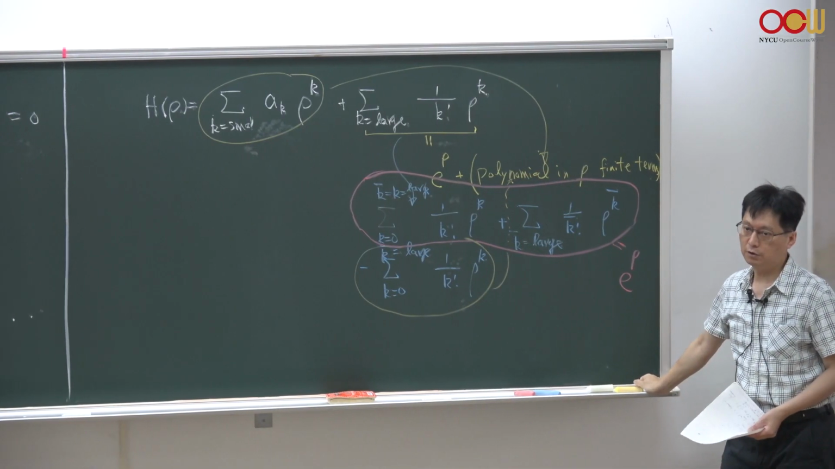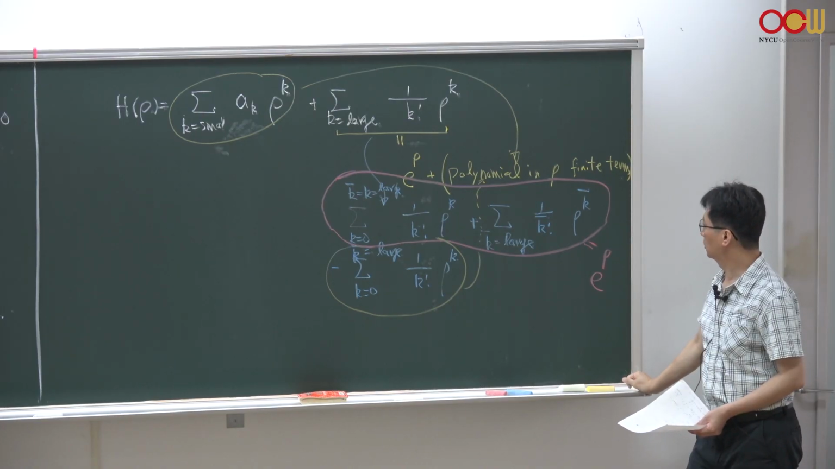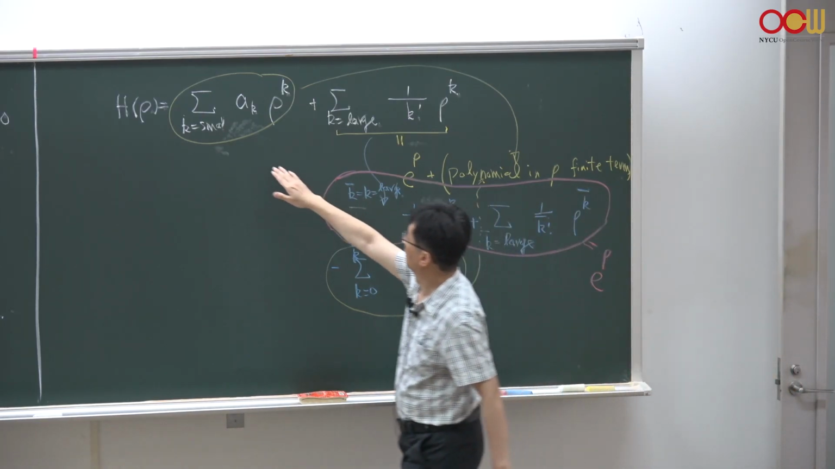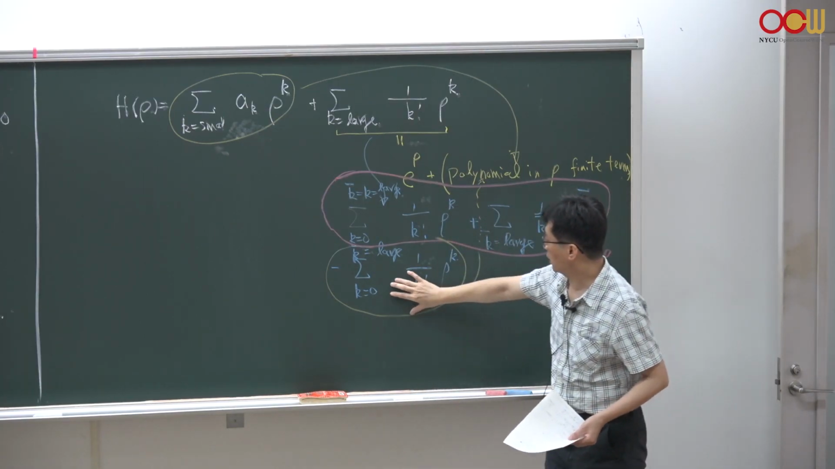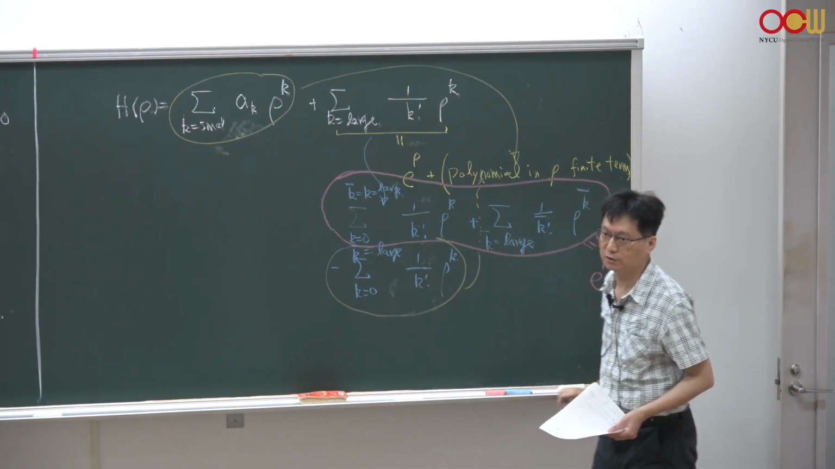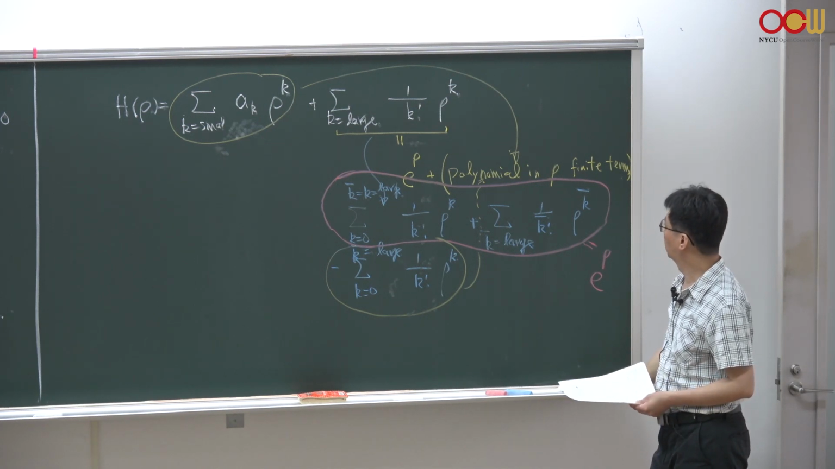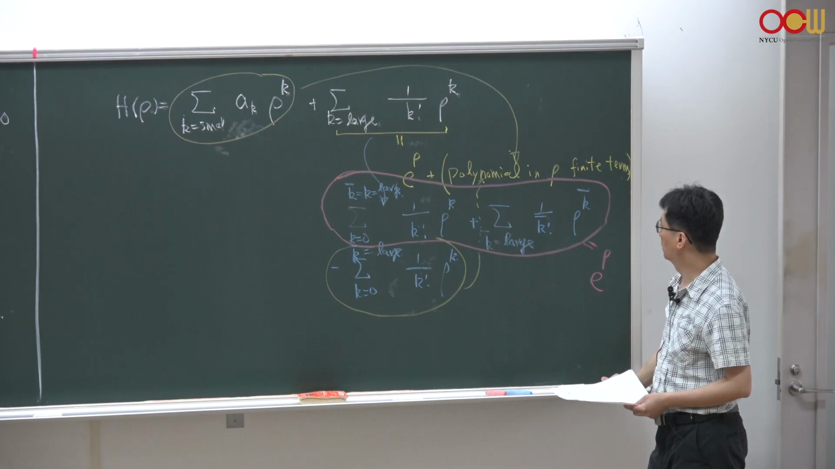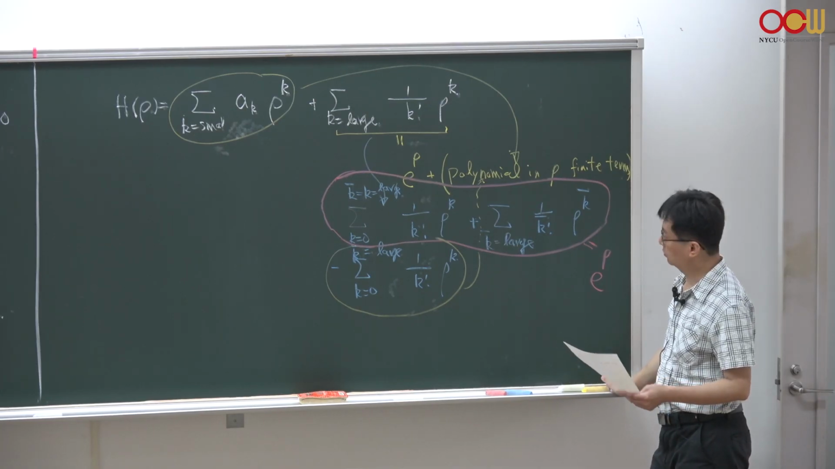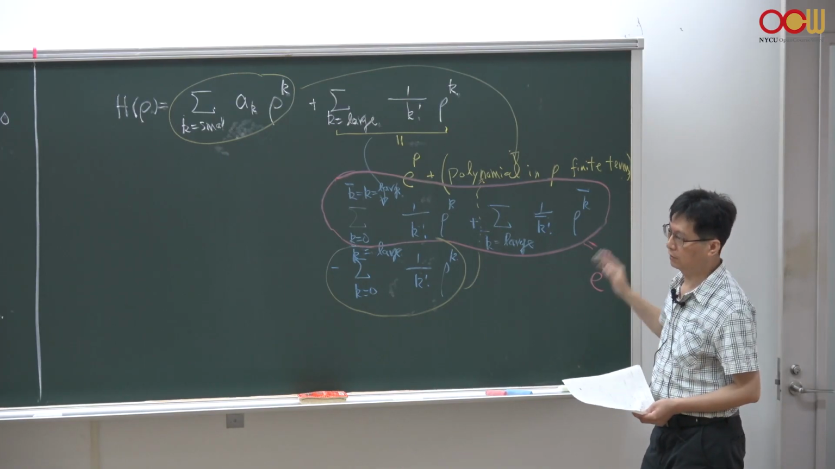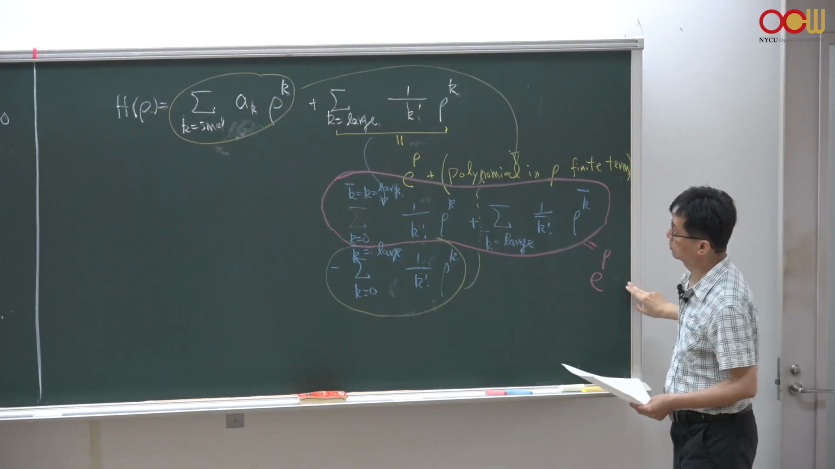So there are two sources of the polynomial in rho with finite terms. One is the first part, another is the subtracted term that you introduced. But in any case, both contain a finite number of powers of rho, as a polynomial in rho with a finite number of terms. That will not lead to any trouble. The troublemaker is the exponential function right here.